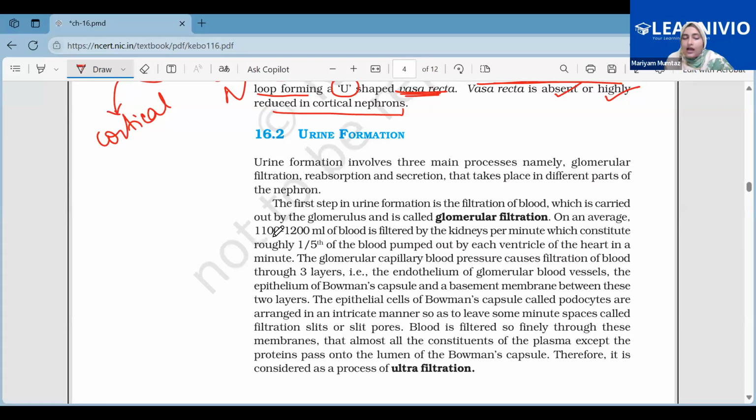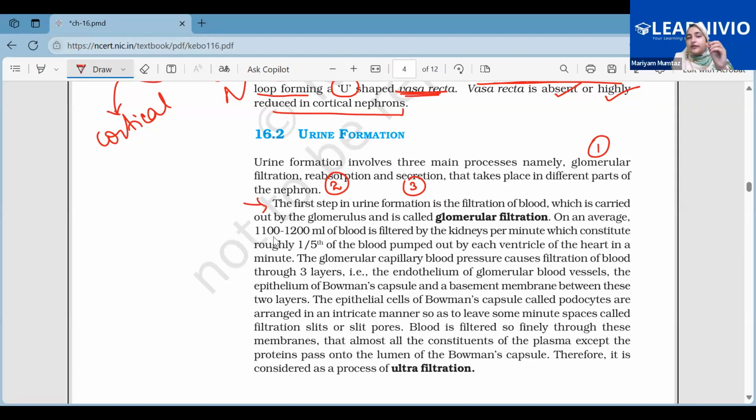So now when our blood gets filtered, the end product that is formed is nothing but the urine, right? So the whole formation process involves three main steps. Firstly, glomerular filtration. Second is reabsorption, and the third is secretion. So there are three steps to urine formation: glomerular filtration, reabsorption, and secretion. Now, each of these steps takes place in different places in the nephron.